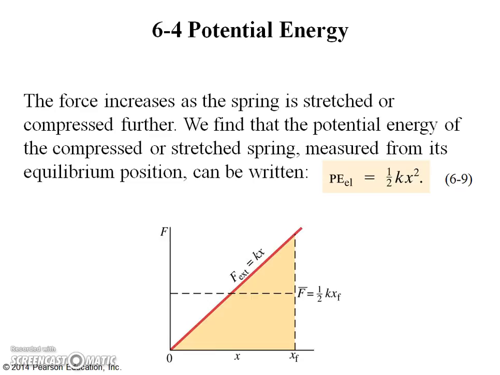The equation for elastic potential energy is 1/2 kx squared. This equation is derived from analyzing the area under the spring force versus displacement graph. This area represents the amount of elastic potential energy stored. And that is it for potential energy.